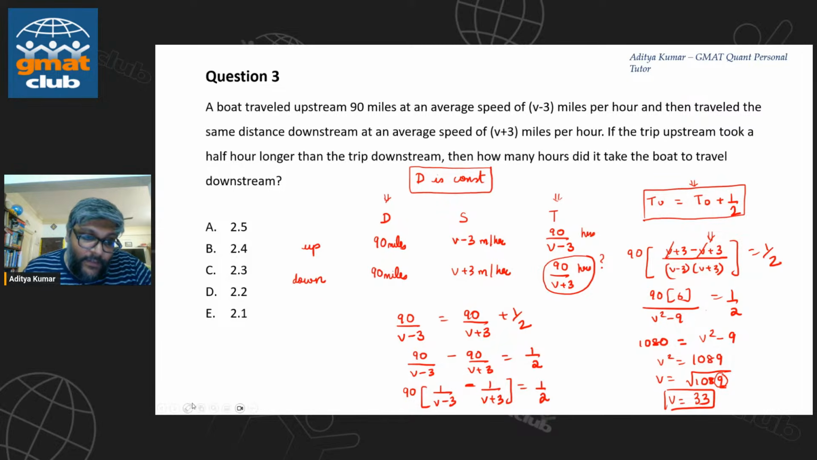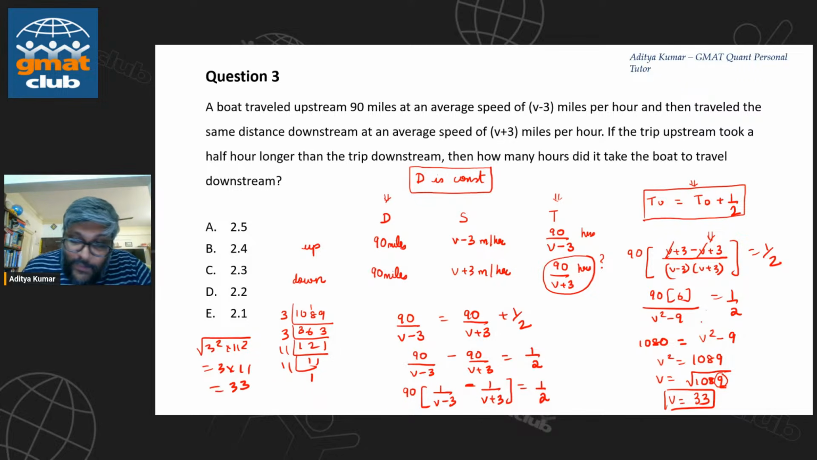If not, go ahead and break it down. Factorize it and work with it. So 3 3s are 9, 3 6s are 18, 3 3s are 9. 3 can go again, 121, and then you'll get 11. So 3 square into 11 square. So you're doing root of 3 square into 11 square, which will be 3 times 11, which is 33. That's another mathematical process of working. So you've got v is equal to 33. But don't stop there.